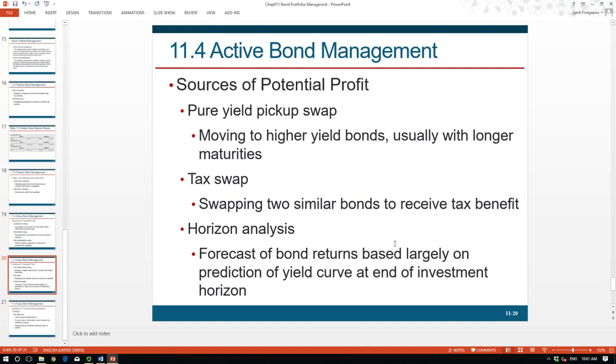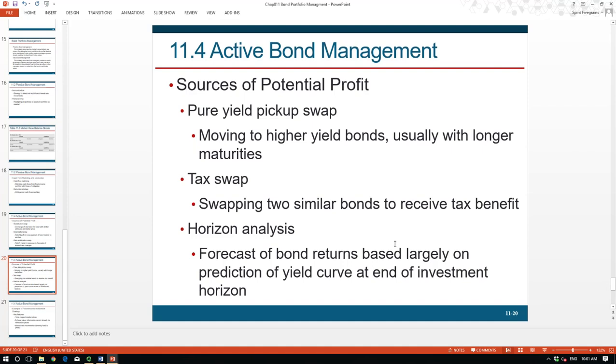You need to bear more risk by moving your bonds from a low return area to a higher return area, which typically involves switching short-term bonds into longer-term bonds, and switching bonds with lower credit risk to those with higher credit risk, so you can pick up higher yield. That is a pure yield pickup swap.